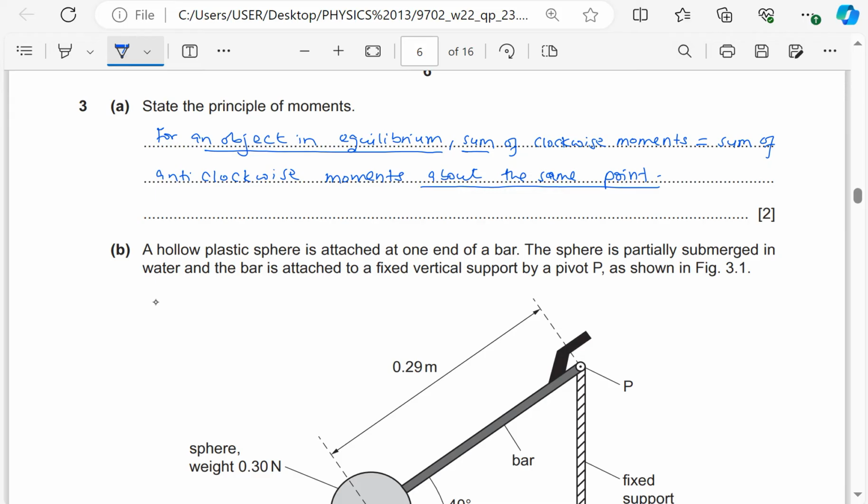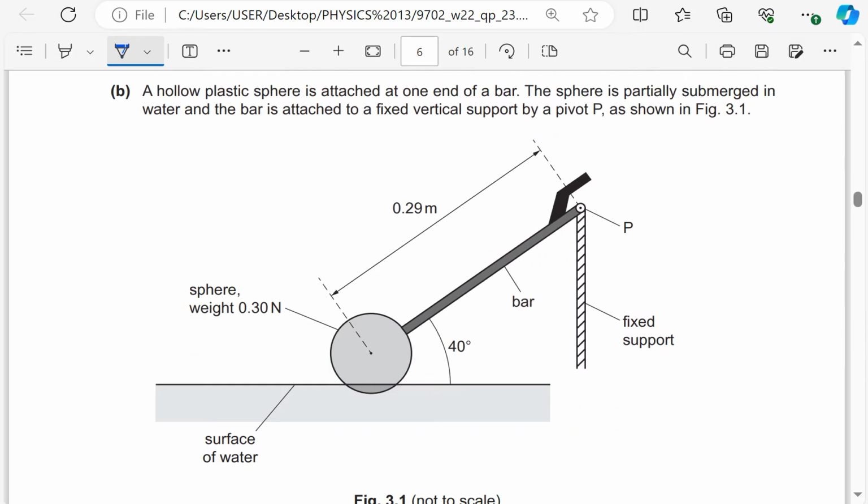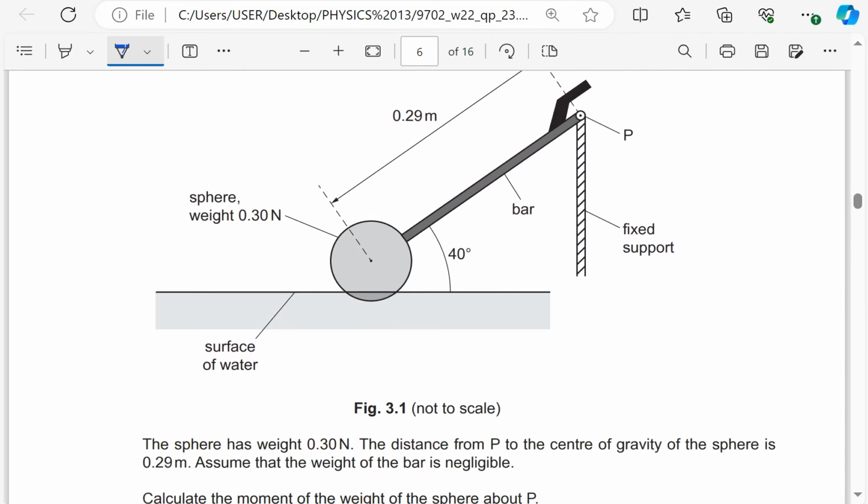A hollow plastic sphere is attached at one end of a bar. The sphere is partially submerged in water and the bar is attached to a fixed vertical support by a pivot P, as shown in the figure. The sphere has a weight 0.3 newtons. The distance from P to the center of gravity of the sphere is 0.29 meters. Assume that the weight of the bar is negligible.